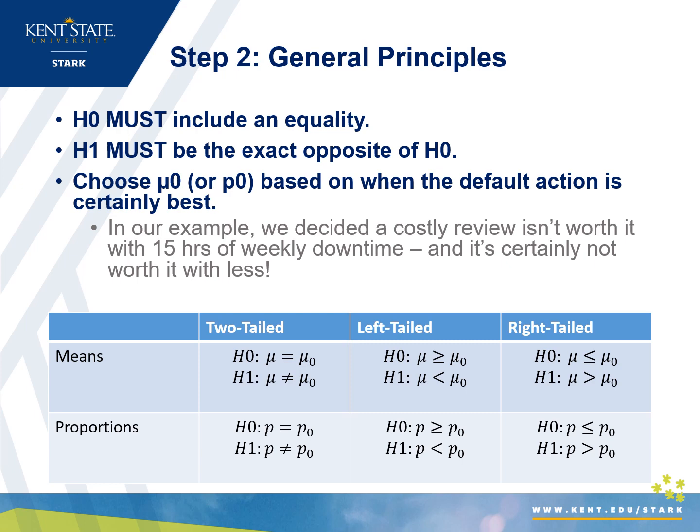The second principle is that the alternative hypothesis must be the exact opposite of the null. The two must not overlap and must capture every possible value. Finally, that hypothesized value, in our case 15 hours of downtime, should be based on when the default action is certainly best. All of these principles work whether we are testing for means or for proportions.